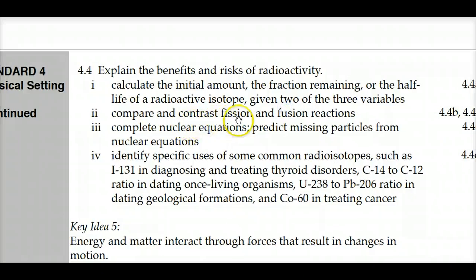Compare and contrast fission and fusion reactions. We did that. Complete nuclear equations. Predict the missing particles from nuclear equations. I gave you plenty of examples of that. Identify specific uses of common radioisotopes such as iodine-131 in diagnosing and treating thyroid disorders, and the carbon-14 to carbon-12 ratio in dating once-living organisms. Uranium-238 to lead-206 ratio in dating geological formations, and cobalt-60 in treating cancer. So these are the things we covered.